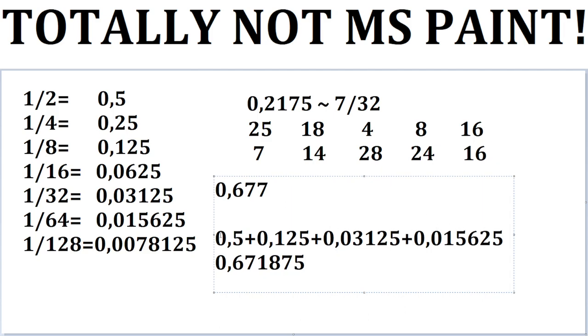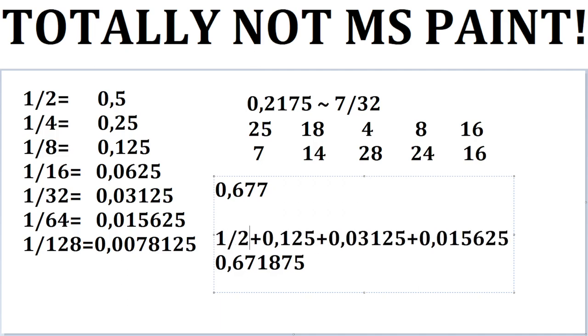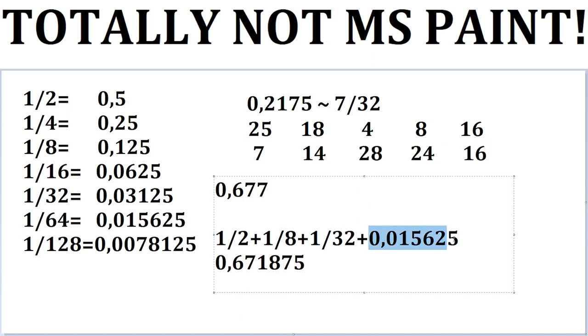And I'm just going to convert these into fractions. That's a half. That's an eighth. That's a 32nd. Oh god, my English today. And that's a 64th. And we can still add a 128th to this. And, well, I have the number here. I'm just going to add that in my head.